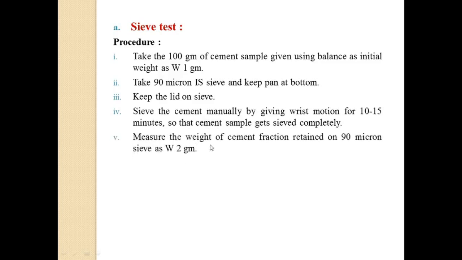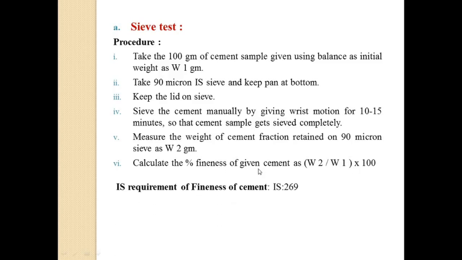Then measure the weight of the cement fraction retained on this 90 micron IS sieve, and this weight we take as W2 in grams. So finally we find the percentage of fineness of cement, that is W2 upon W1 multiplied by 100. So it is in percentage.